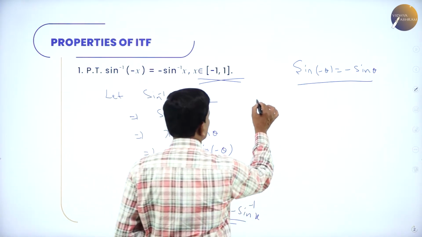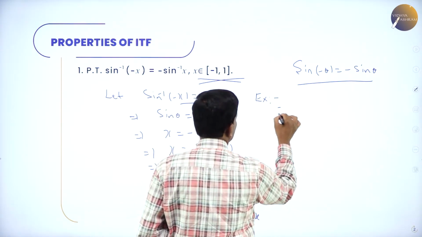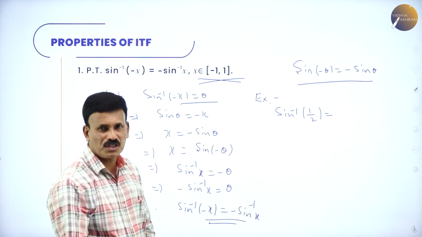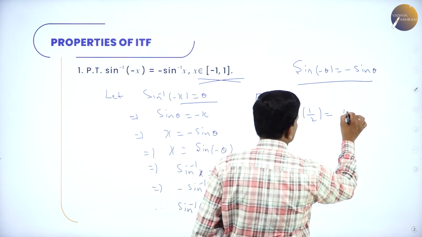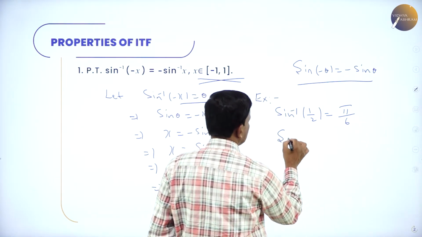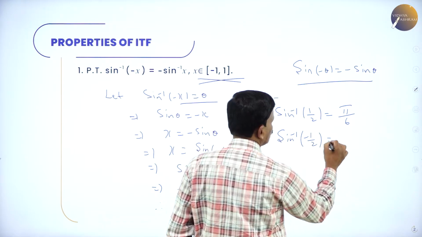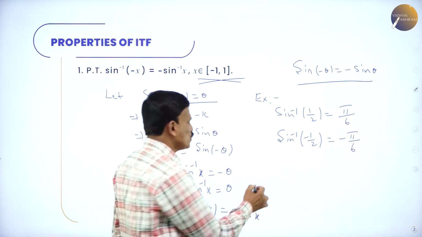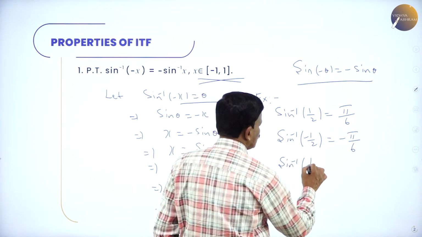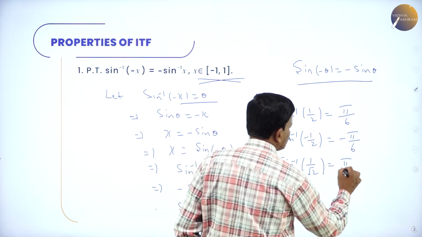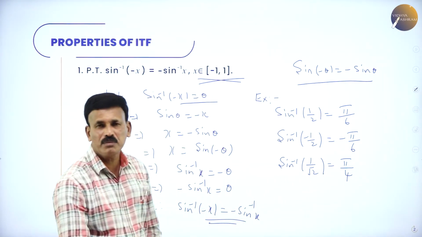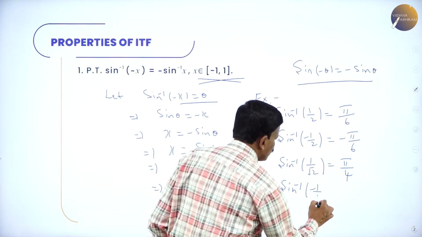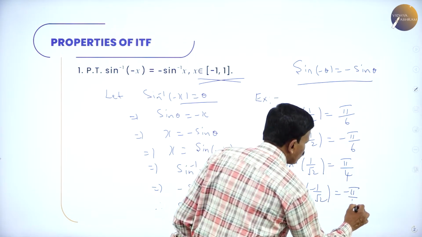Let me take an example. What is the value of sine inverse 1 by 2? The principal value of sine inverse 1 by 2 is 30 degrees, which can be written as pi by 6. If it is negative, sine inverse of minus 1 by 2, then the value is also equal to minus pi by 6. Suppose it is sine inverse 1 by root 2, the value is pi by 4. Pi by 4 is the principal value, whereas for sine inverse of minus 1 by root 2, the principal value is minus pi by 4.